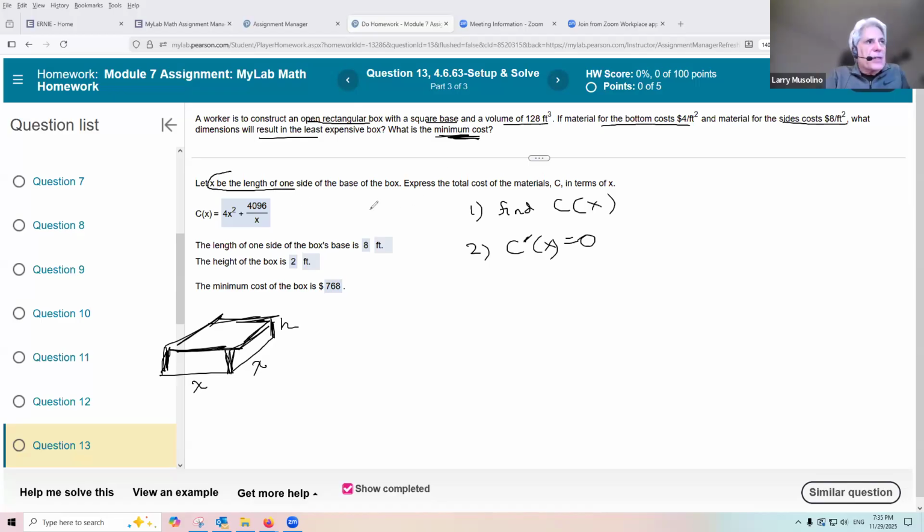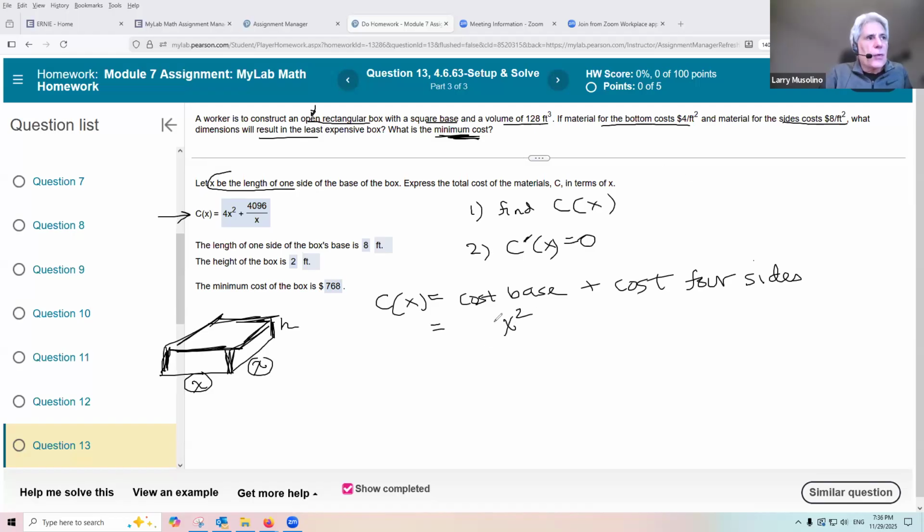It says, express the cost in terms of x. Let me think about the cost here. For the cost function, I'm going to need the cost of the base plus the cost of the four sides. Now, remember, they said this is an open box. That means there's no top to this box. Let's think about the cost of the base. The area of the base is x times x, so that's x squared. And for each square foot, it's going to cost $4, so I'm going to put a 4 in front.